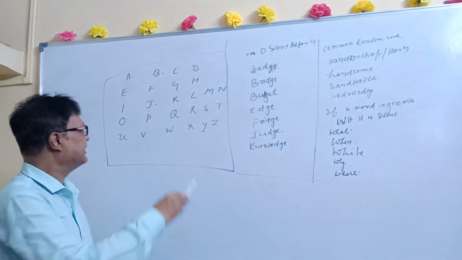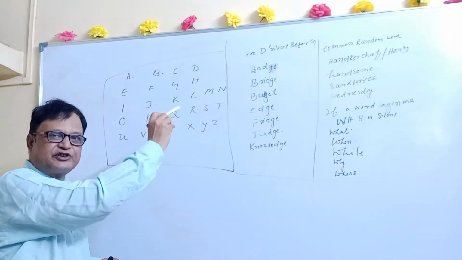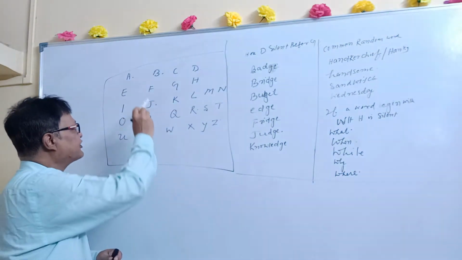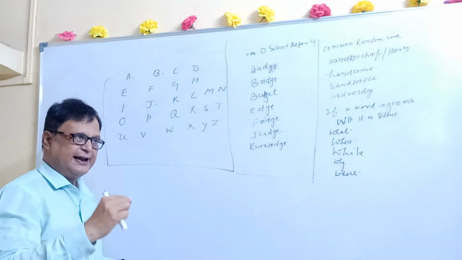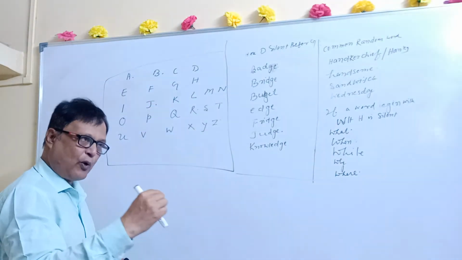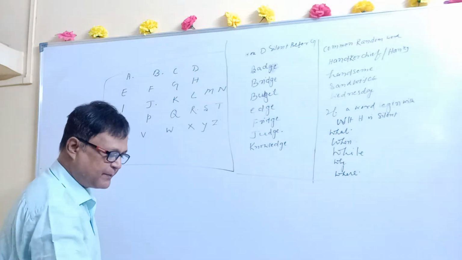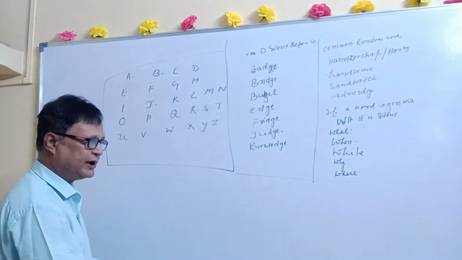I am writing the alphabet here. You should pronounce the alphabet one by one in a native way. Okay, you should come here and pronounce the alphabet. Okay.